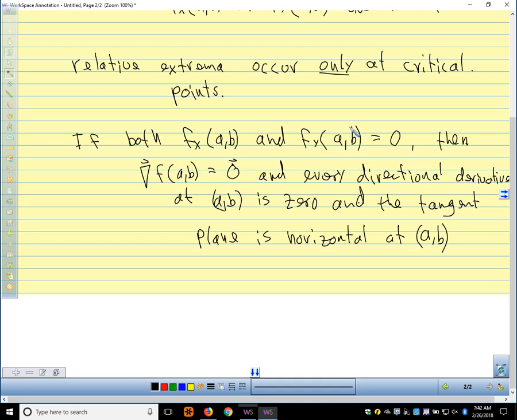So we said this before, but just like for a single variable function where the tangent line is horizontal at a relative extrema, for a multivariable function the tangent plane is horizontal at a relative extrema. So we find a relative extrema by setting the first partials equal to 0. That usually is going to involve solving some kind of set of simultaneous equations.